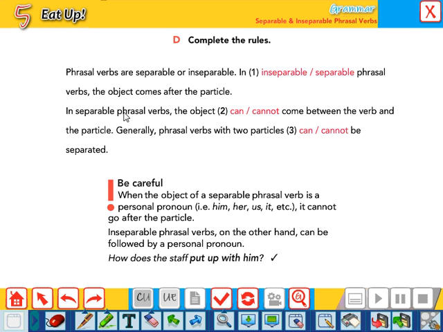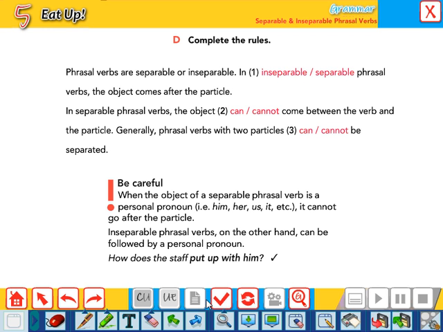Complete the rules. Phrasal verbs are separable, I can separate them, or inseparable. Separable phrasal verbs, the object comes after the particle. Particle here means preposition. Inseparable phrasal verbs, the object can or cannot come between the verb and the particle.